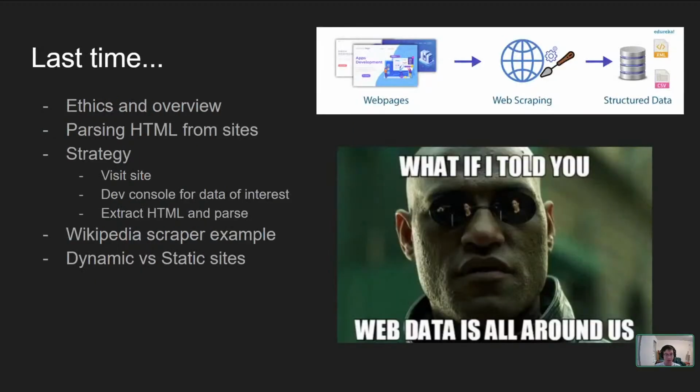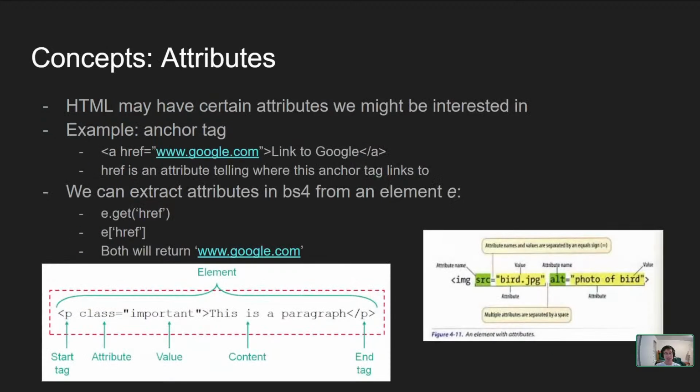Anyways, again, just a quick review of the ethics, parsing HTML, and keep in mind this general strategy we have. This is really important. Having this strategy in mind will help you go through that workflow. You won't be lost. So visit the site, use Dev Console for the area of interest, manually inspect it. So scout things out. Always scout things out before you start coding. Your planning phase. Then extract the HTML, parse it. We did a Wikipedia scraper example. And remember dynamic versus static sites. So we're going to scrape a dynamic site.